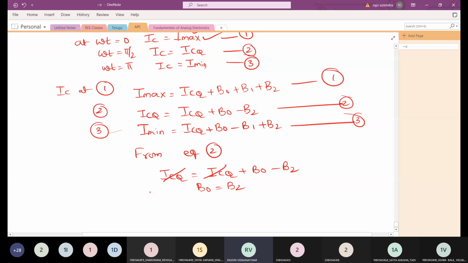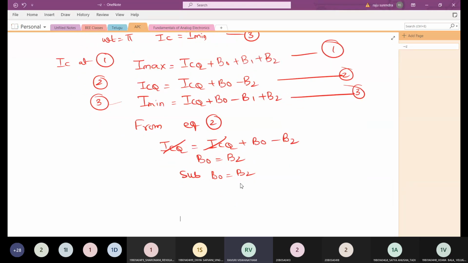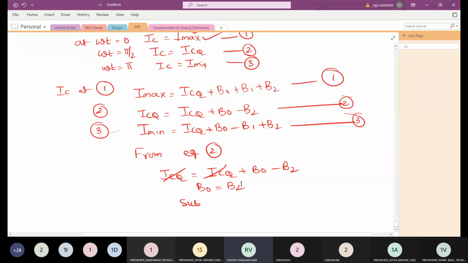Now substitute B0 is equal to B2. No need to substitute. Now we will try for I maximum minus I minimum. Now calculate I maximum minus I minimum.